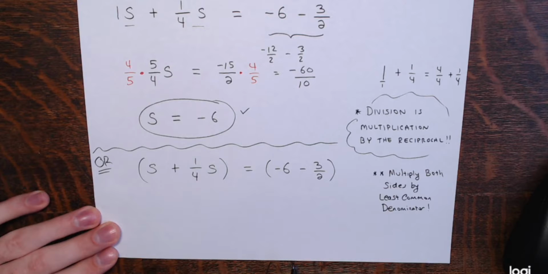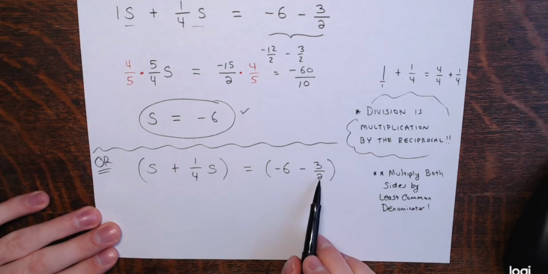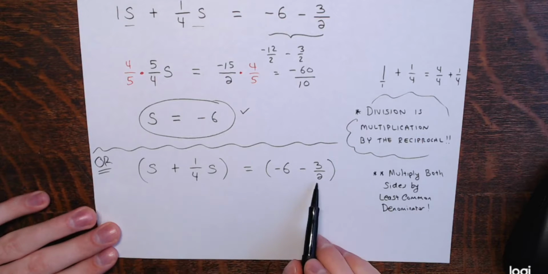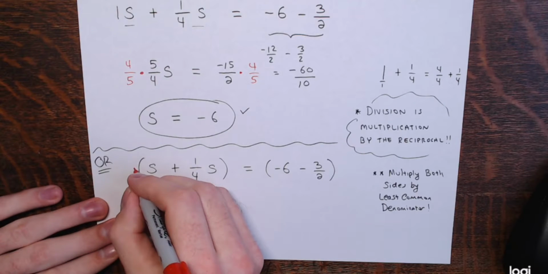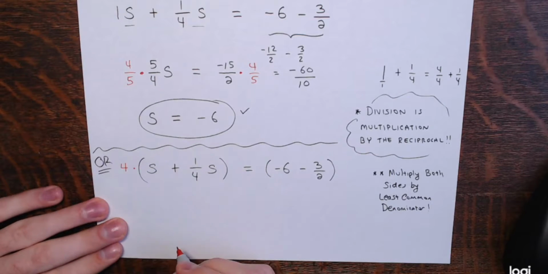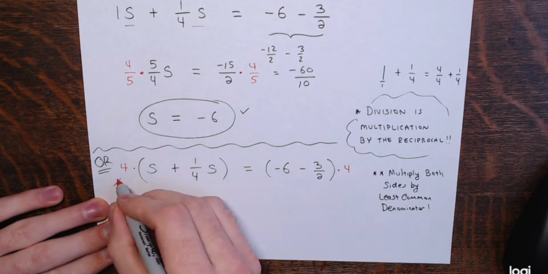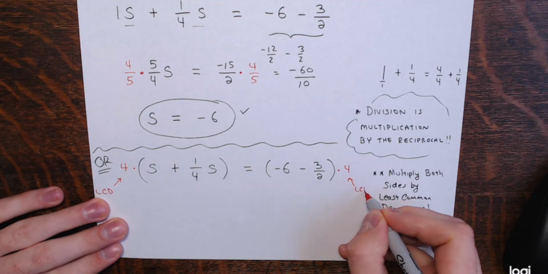The denominators here are 4 and 2. The least common multiple of 4 and 2 is 4. Right? 4 is a multiple of 4, obviously. 4 is also a multiple of 2. So I can multiply both sides, every single term, by 4. All right, times 4, times 4. And that's the LCD. That's the least common denominator that I'm multiplying by, LCD.